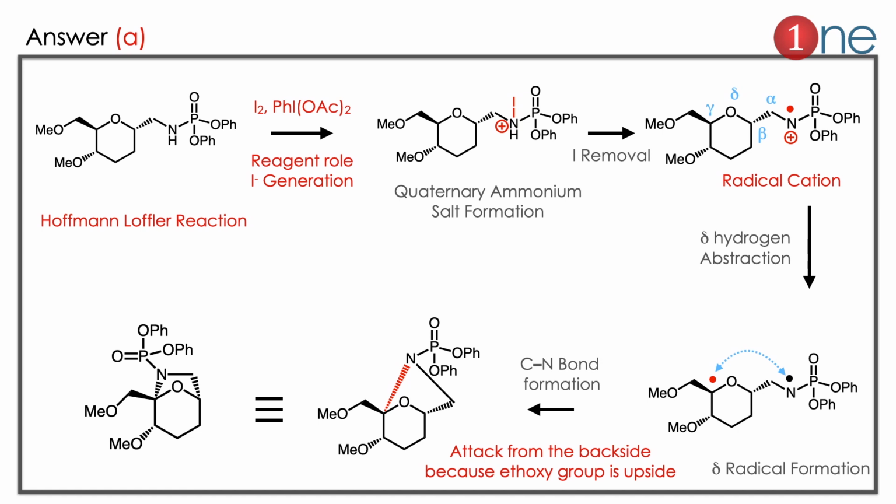So I- generates, I- attacks the nitrogen, so it forms a quaternary ammonium salt. Then, using the reagent, iodine removal and radical cation formation occur. The radical cation formation is a very important step in the Hofmann-Löffler reaction. From the radical cation, the gamma hydrogen will be abstracted. The gamma carbon has hydrogen, so it will be lifted and form the radical. So the delta radical formation occurs there.